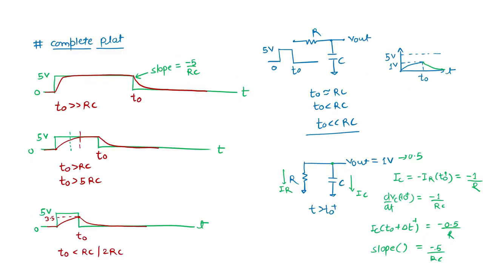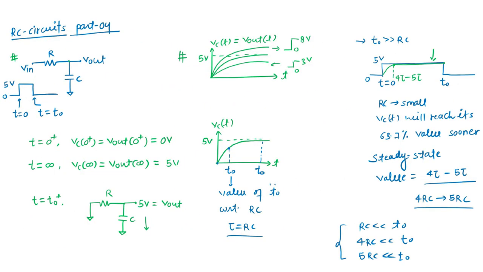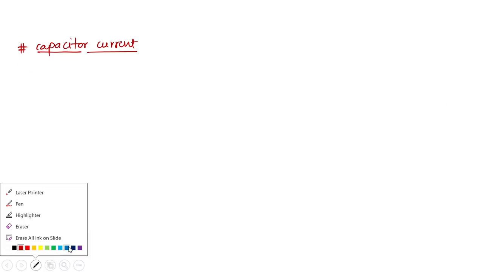So the other thing, now I want to see the capacitor current. When we are drawing the capacitor current, we have to keep whatever direction we have considered initially. This is C, V out, and this is my IC. Here I am applying the input, 0 to 5 volt, at t equal to 0, and then at t equal to t naught.